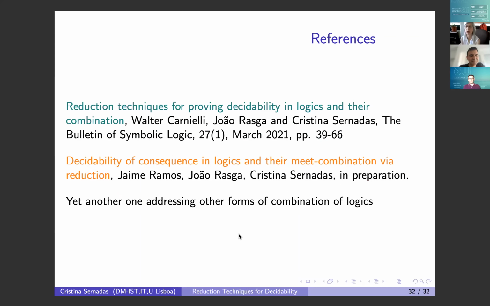We have a first paper about these things, which was published in the Bulletin of Symbolic Logic. And at the moment, we are finalizing some work related to, of course, logical decision problems, but based on deduction, let's say, on derivation, if you want. And we tackled, as I said, meet combination. We want to tackle other combinations, namely fibring.